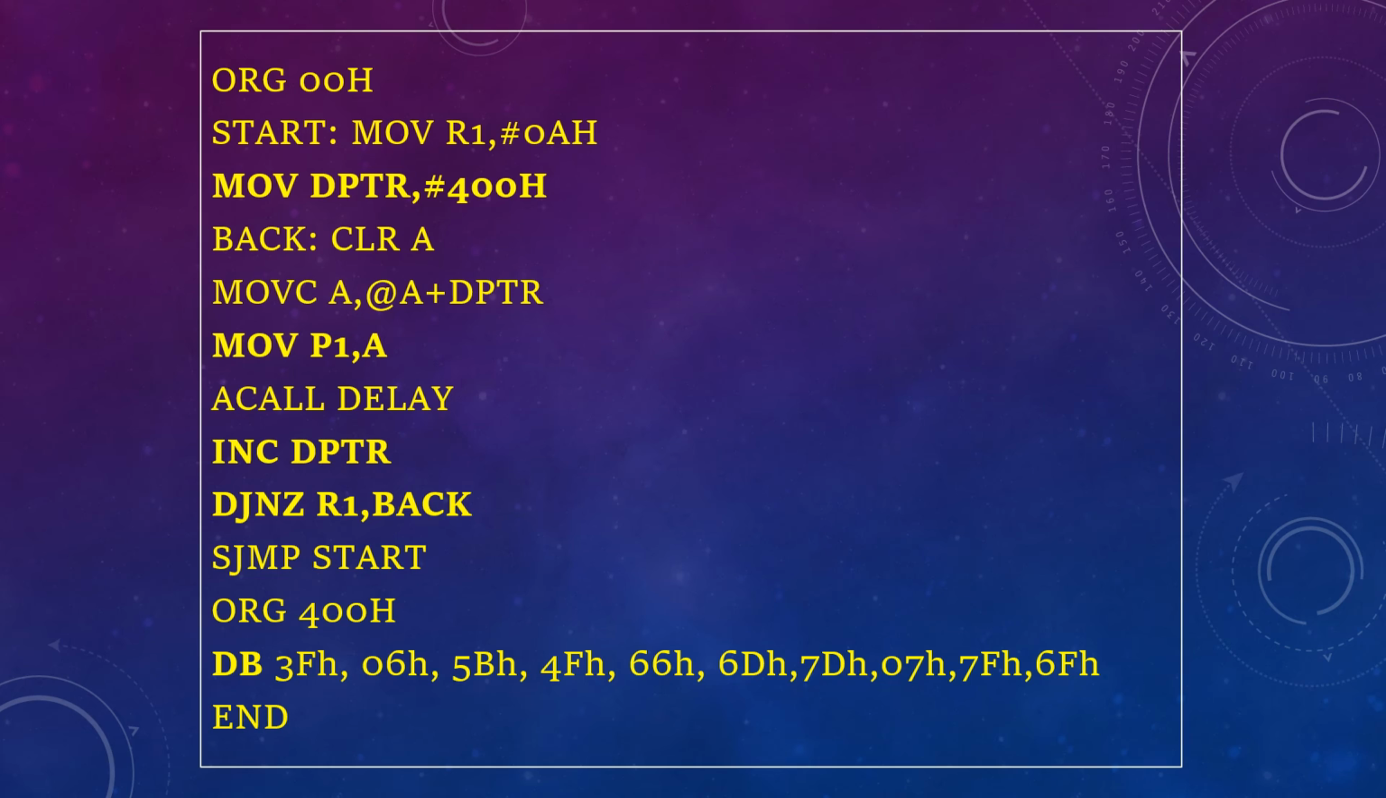MOV P1, A. So that hexa code will now be shifted to the port P1, that is interfaced with the 7-segment display unit. Then there is a delay so that we will be able to get a sufficient gap between 2 consecutive displays. INC DPTR so that we get the hexa code from the next database location. Decrementing the counter value with the help of the DJNZ R1 statement.